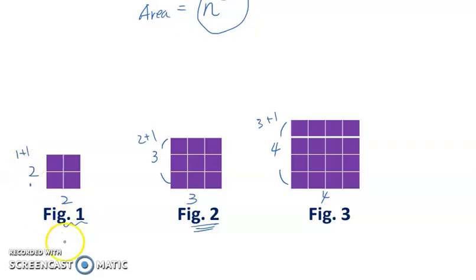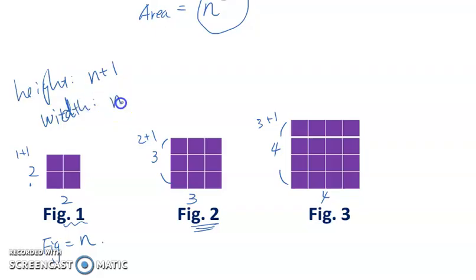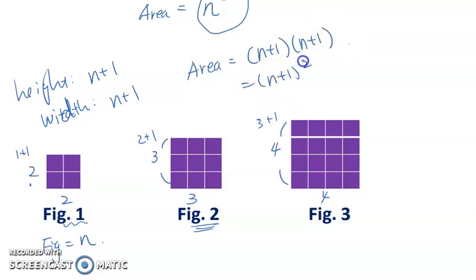So now I can say, if the figure number is n, then the height will be n plus 1, and the width for each pattern will be n plus 1 as well. So from here, I can find that the area of each figure will be n plus 1 times n plus 1. So it will be n plus 1 squared.